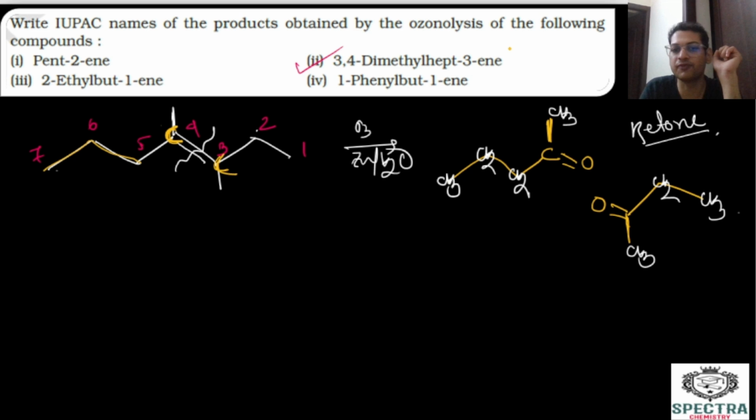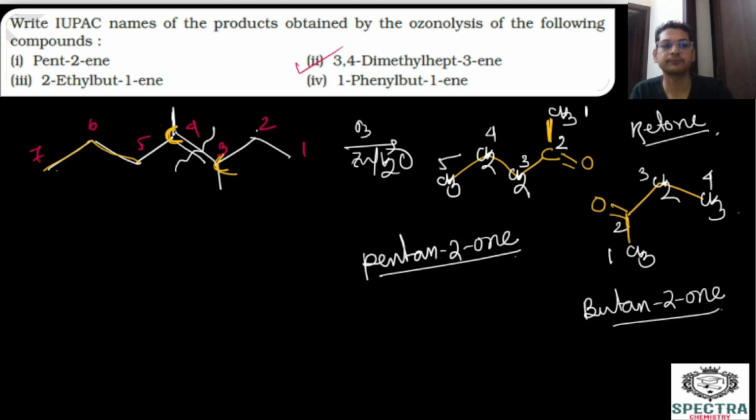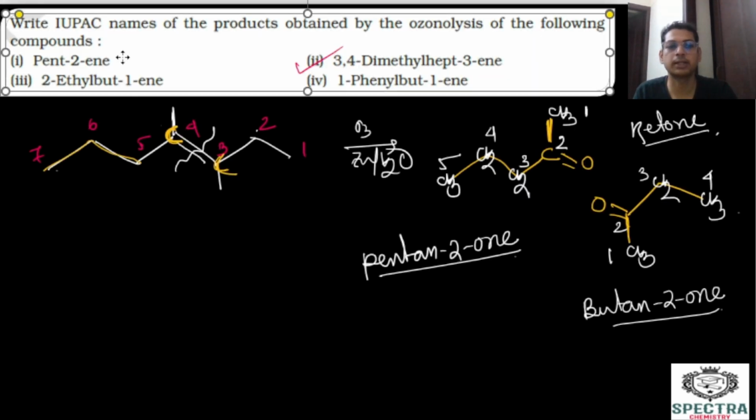Sir, how to do it? It's very easy. You give this carbon as carbon number 1, then this carbon 2, this 3, 4, 5. So the name of this is pentan. At the 2 position you have your functional group: pentan-2-one. This name is also easy: 1, 2, 3, 4. So the name of this is butan-2-one. It's so easy, right? So now let me go to the next slide and do question number 3.